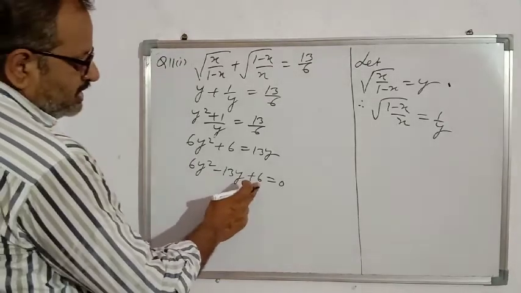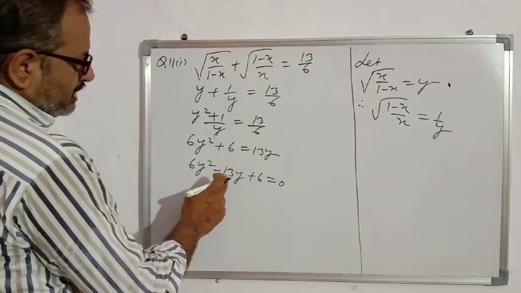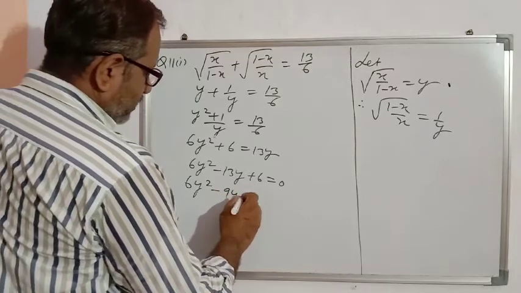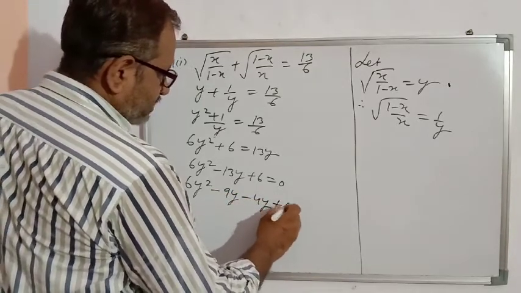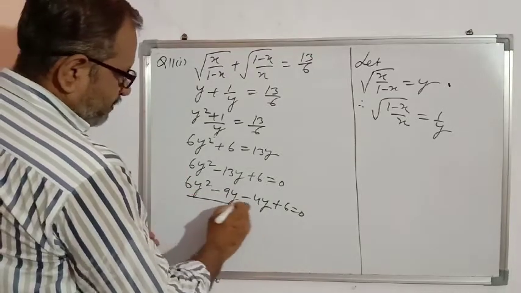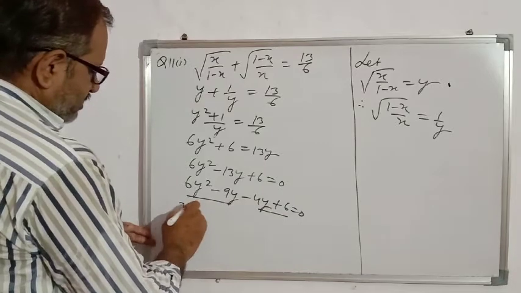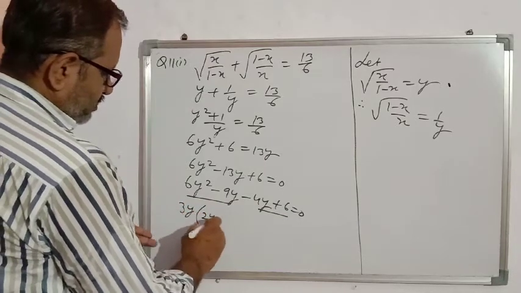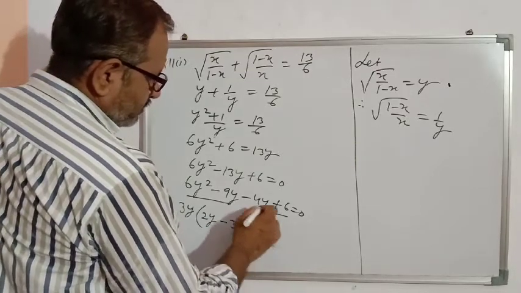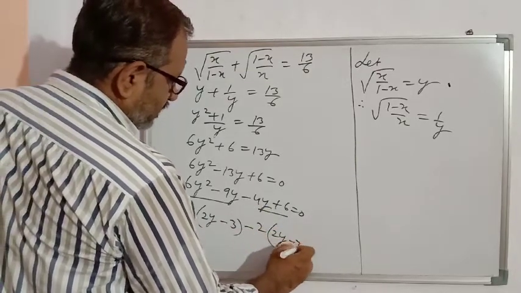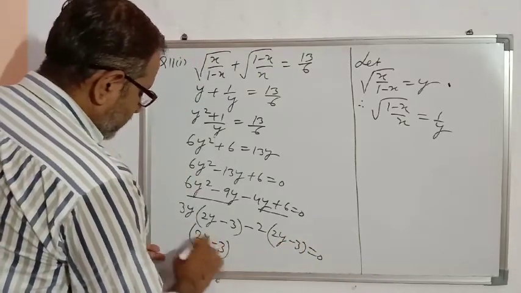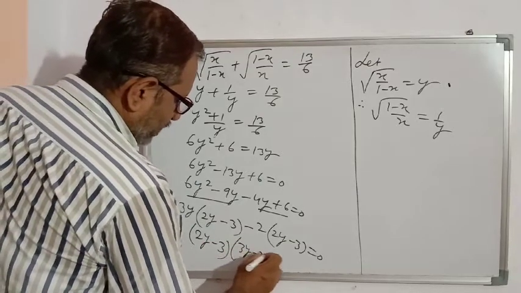So 6 into 6, 36. 9 into 4 is 36, and 9 plus 4 is 13. So 6y square minus 9y minus 4y plus 6 is equal to 0. Make pairs and take common. What is common? 3y common. So it is 2y minus 3, minus 2 common, so it is 2y minus 3. So 2y minus 3 and 3y minus 2 is equal to 0.